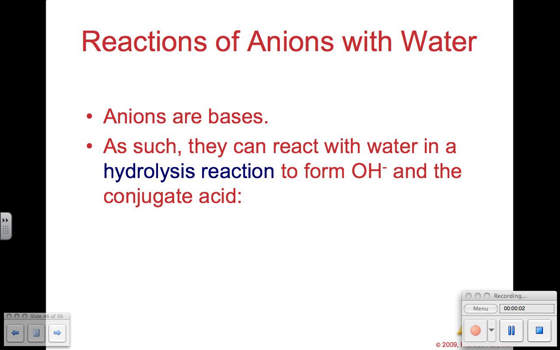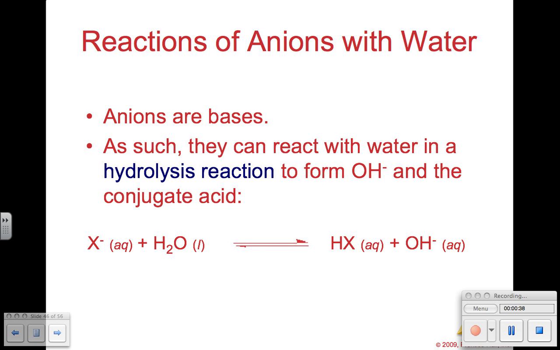Okay, so now we're getting into, I believe it's section 9 of chapter 16, looking at what relationship salts have, so when you dissolve a salt or have an anion dissolved in solution, how they behave. So anions, when you dissolve an anion in water, behave as bases. As such, they can react with water in a hydrolysis reaction to form OH minus and the conjugate acid.